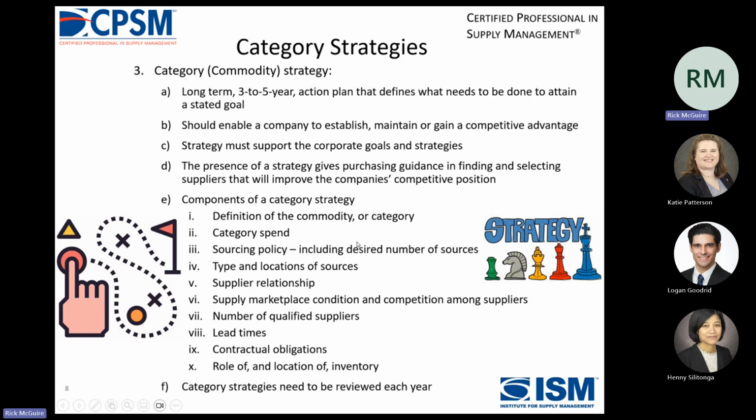And components of a category strategy. So definition: what's the span, what's the policy, do you have to send it out to 3 different sources, etc. Type and location, supplier relationship, market condition, competition among suppliers, number of qualified suppliers, lead times, contractual obligations, rollover, and location of inventory, who's going to hold it. And category strategies need to be reviewed each year. They should be written down, and we'll go over a little later on how to create these things.